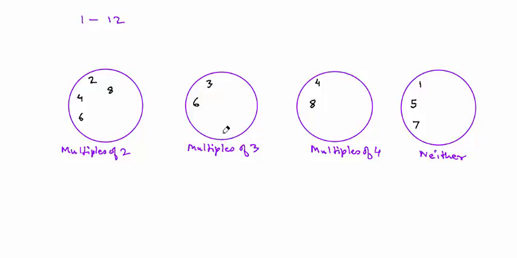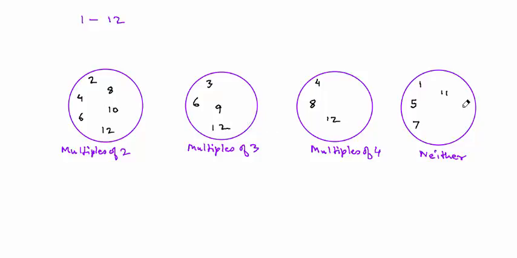9 is a multiple of 3. So we have a 9 here. And then 10 is a multiple of 2 only. 11 is neither. And how about 12? 12 is a multiple of 2, a multiple of 3, and a multiple of 4. So we have a 12 here, a 12 here, and a 12 here. I think this should be a 10. Okay. It looks good. We got the right numbers in the right circles.